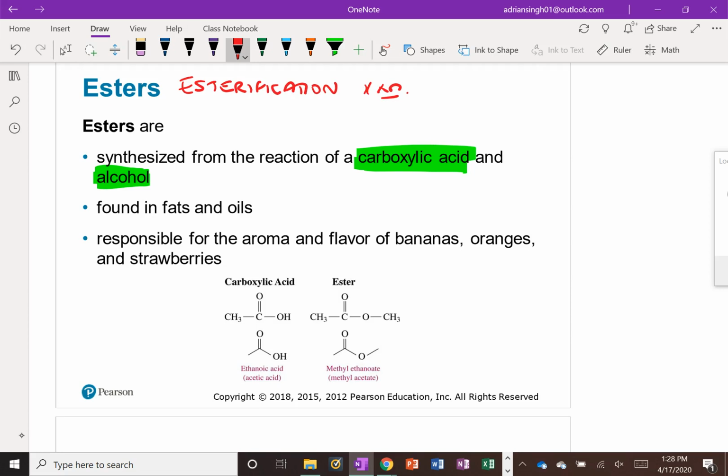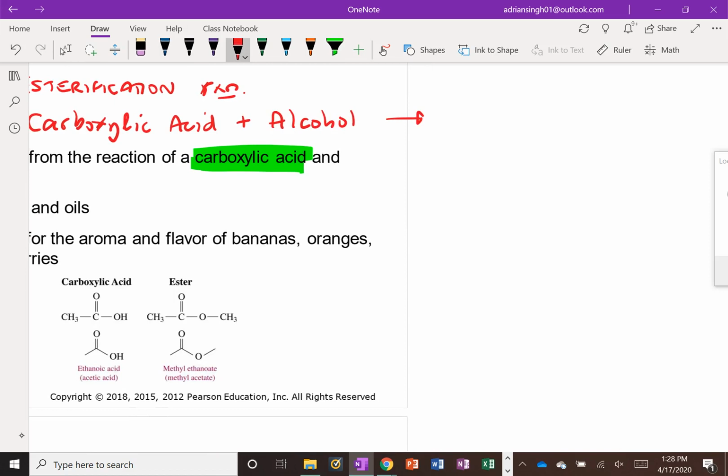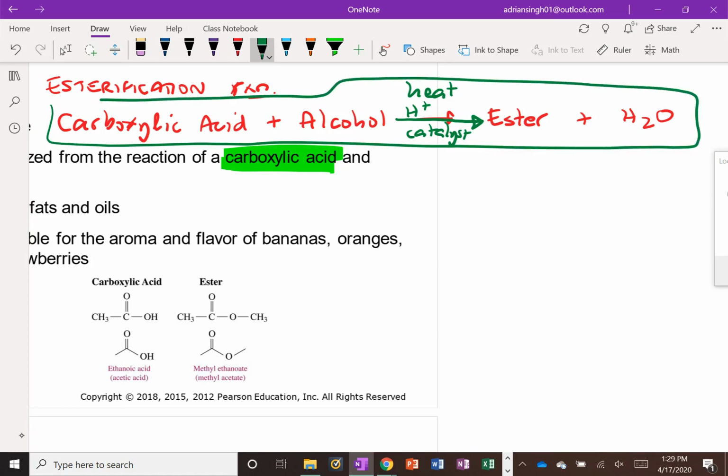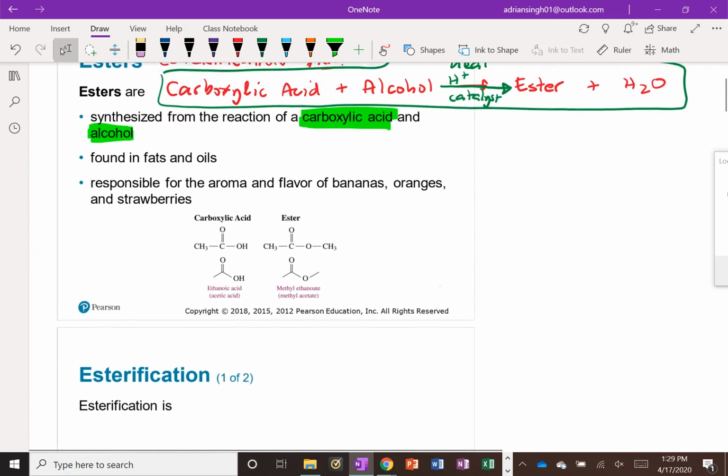All right, and generally in these reactions, what we're going to see is a carboxylic acid plus an alcohol producing an ester, and we also release water as one of the byproducts of this reaction. This reaction generally happens in the presence of heat and some sort of an acid catalyst. Right? It's one of the more important reactions that your acids and alcohols are going to undergo with each other.